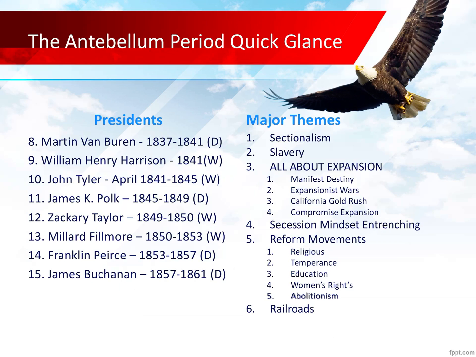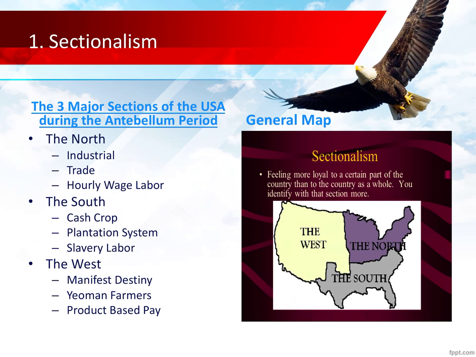And we are communicating across great distances very quickly in today's generation. So I make a little analogy there. So let's just jump right into it, because I'm trying to get this done as quickly as possible for you guys. But there are three major sections of the United States during the antebellum period.